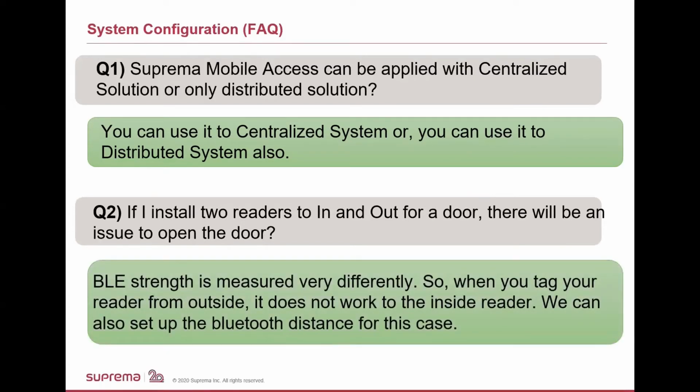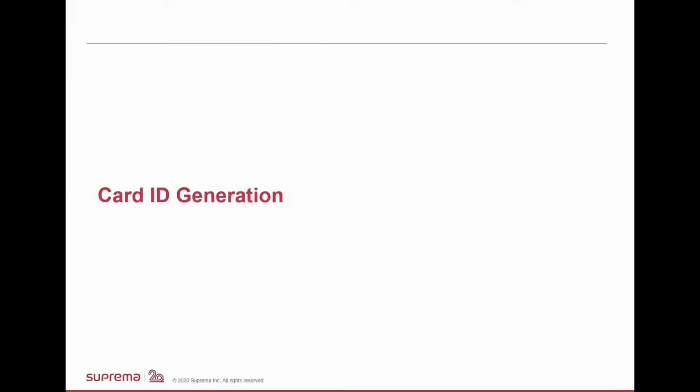The answer is, Bluetooth strength is measured very differently. So when you tag your phone at the reader from outside, it does not work on the inside reader. We can also set up the Bluetooth distance for these cases. It is a new feature, so it might be a little bit difficult. Let me explain clearly.